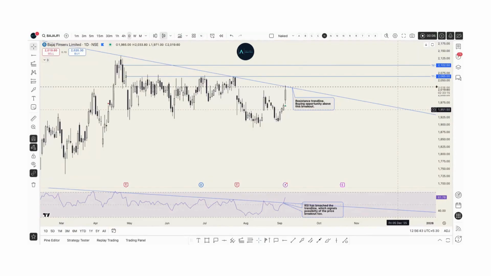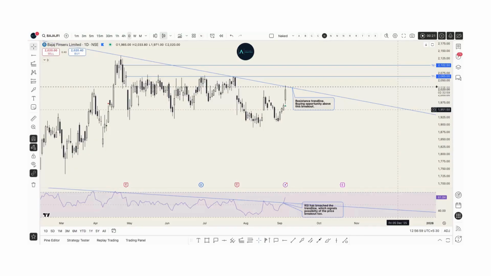On the channel, I have shared a chart of Bajajfinserv. Right now, what you're looking at on my screen is Bajajfinserv daily time frame. I'm just giving you the visual explanation of how to go for a trading setup in the chart and what exactly I'm looking for.